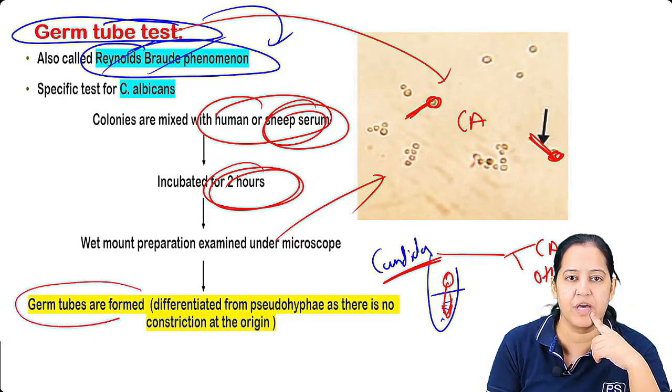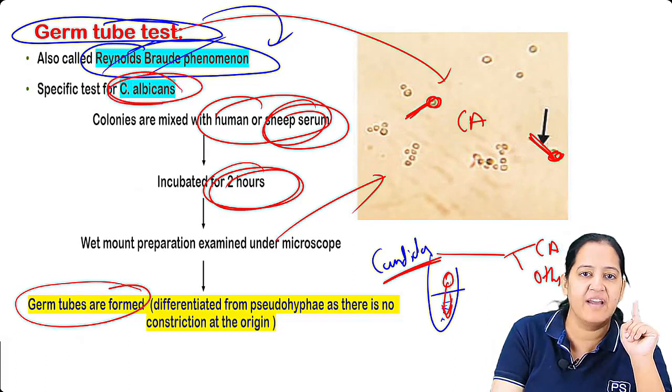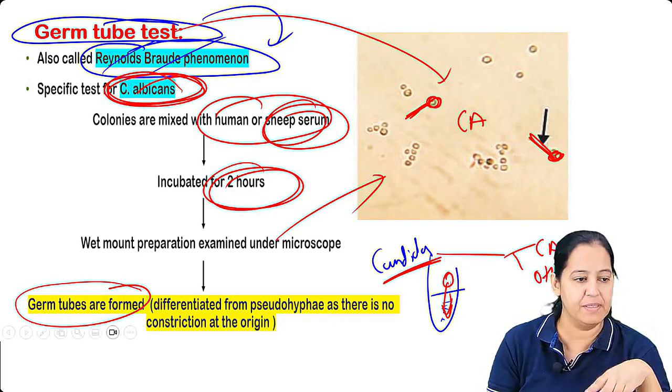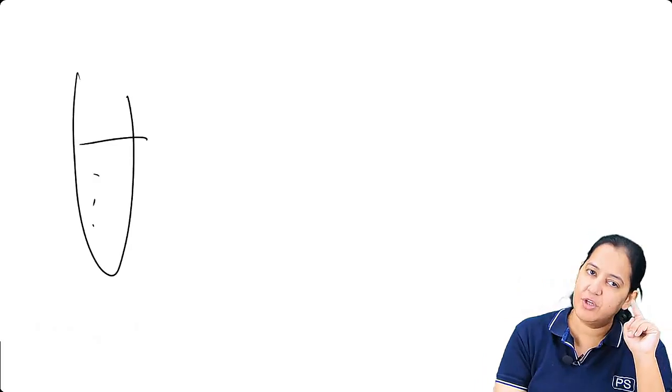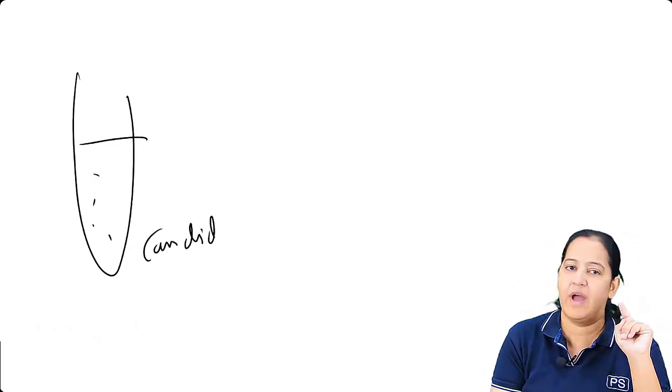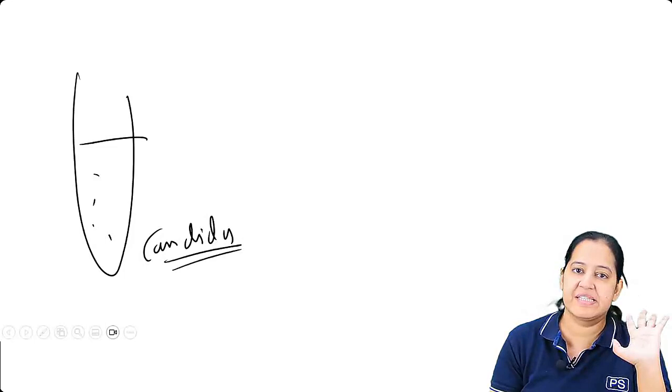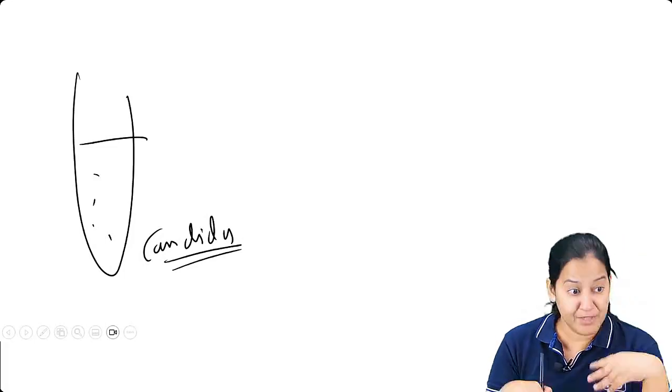So germ tubes are formed, and it is positive only in one Candida, Candida albicans. Say yes, people. Did you understand what the germ tube is? Take your specimen in which you are sure it's Candida because the pseudohyphae is there. So it is not a diagnostic test. Diagnosis is already there. It is species identification.